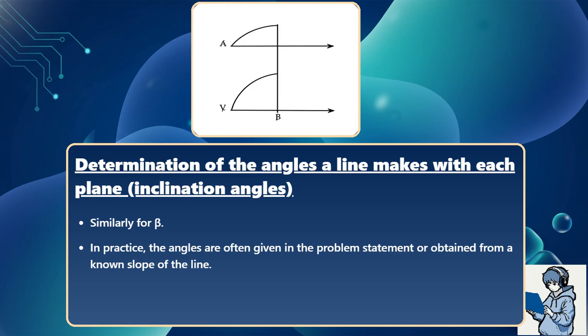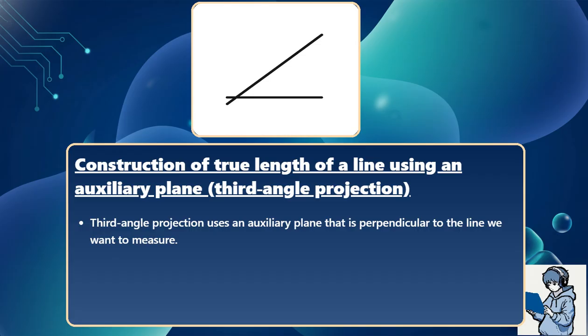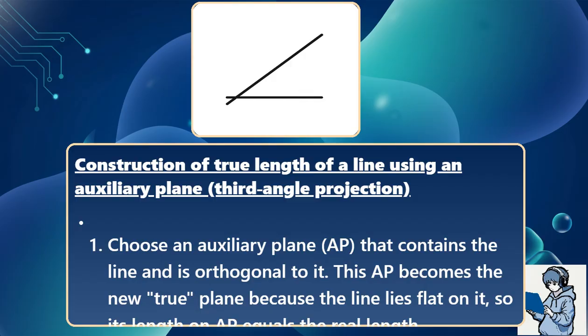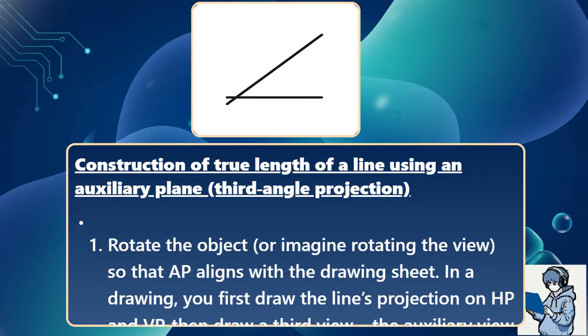Third angle projection uses an auxiliary plane that is perpendicular to the line we want to measure. Step 1. Choose an auxiliary plane, AP, that contains the line and is orthogonal to it. This AP becomes the new true plane because the line lies flat on it, so its length on AP equals the real length.